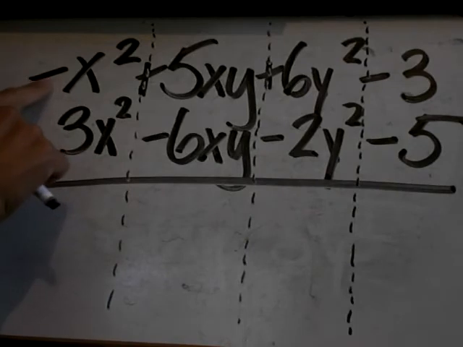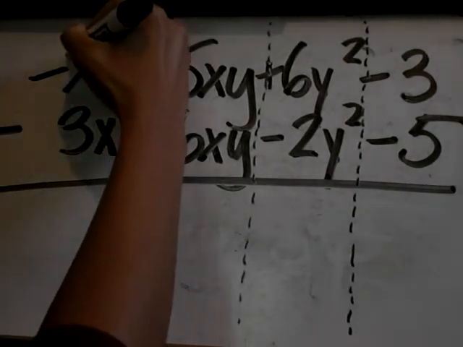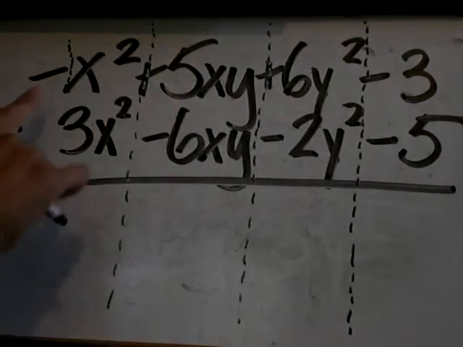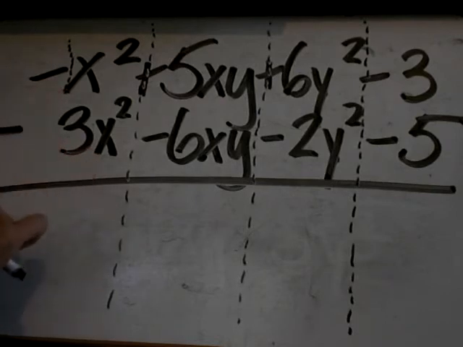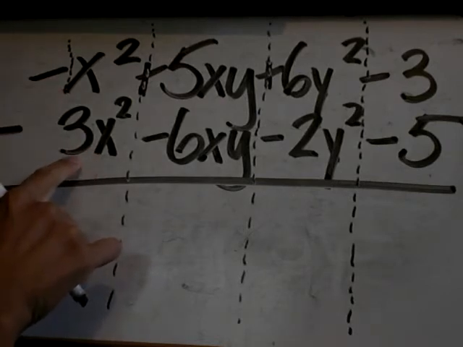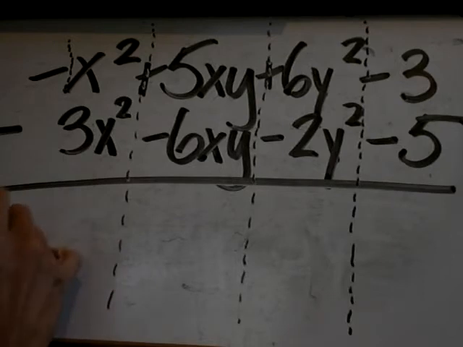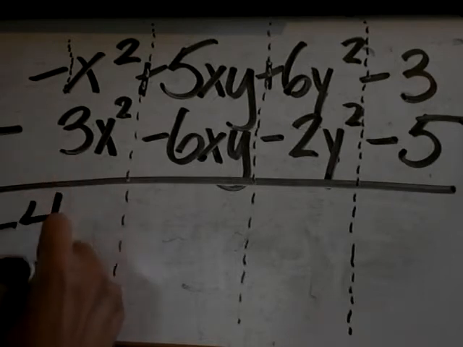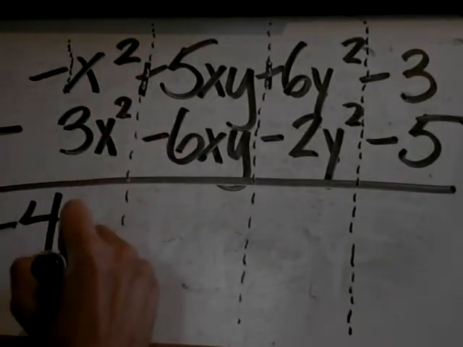Now I have negative x to the second minus 3x to the second. So now remember, with this negative x, it's almost like there's an invisible one. So it's really negative 1 minus 3. Negative 1 minus 3 is negative 4, right? And then just bring down the x to the second.